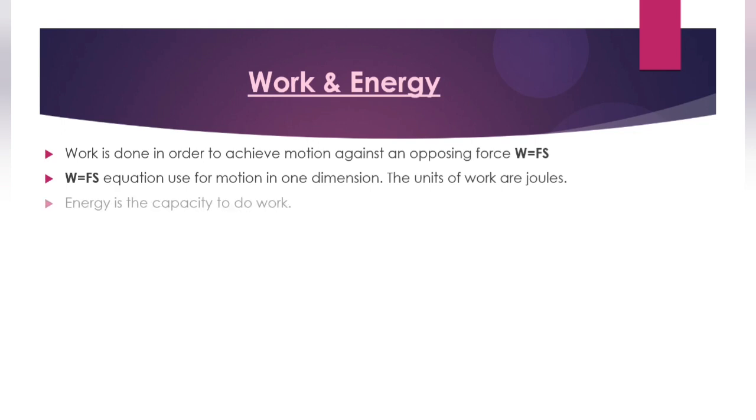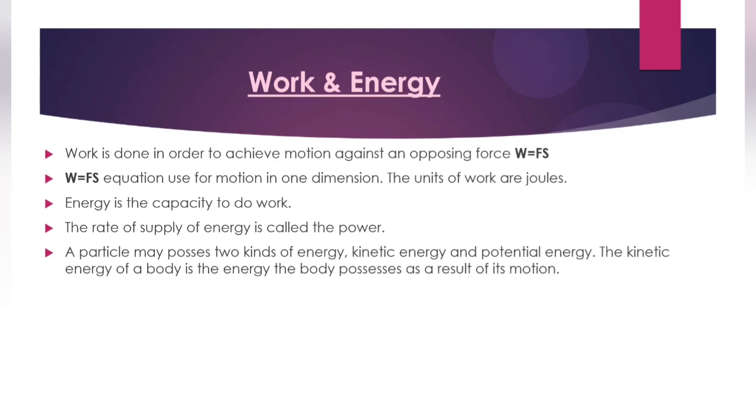Energy is the capacity to do work. It is also measured in the unit joule. The rate of supply of energy is called power, and it is expressed in watts. A particle may possess two kinds of energy, kinetic energy and potential energy. The kinetic energy of a body is the energy the body possesses as a result of its motion. For a body of mass m traveling at a speed v, E = ½mv².